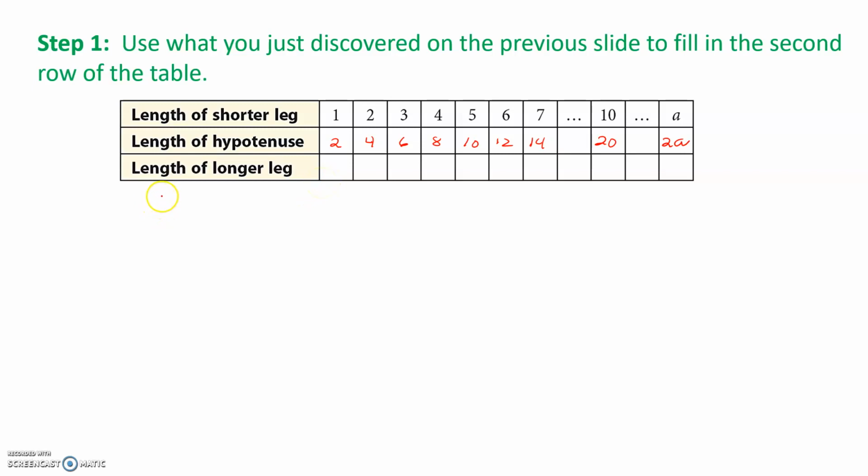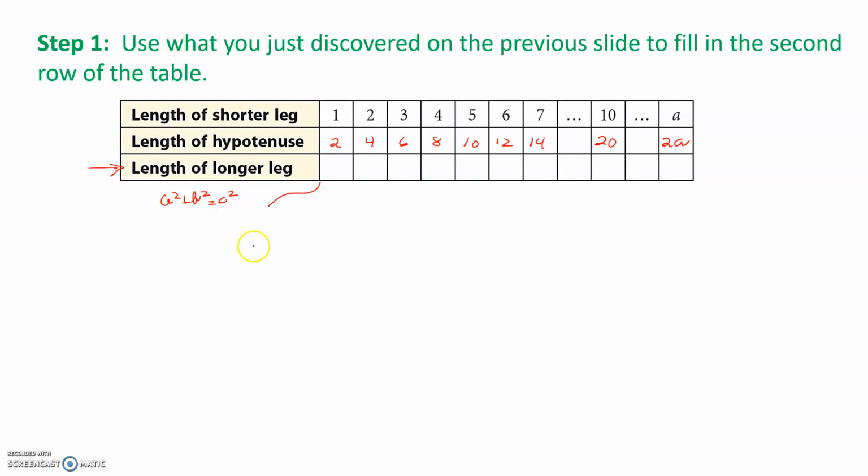This is a right triangle. And in a right triangle, A squared plus B squared is equal to C squared. What don't I know? I don't know the length of the longer leg. So one of these legs I don't know, but I do know the hypotenuse and the shorter leg.